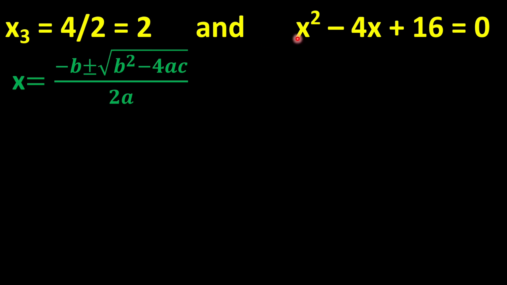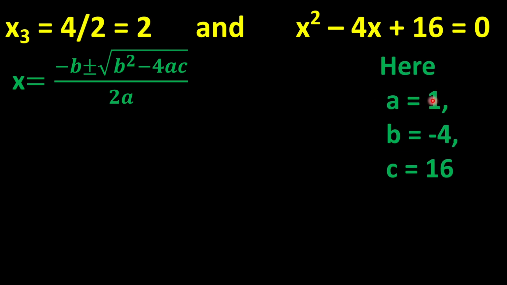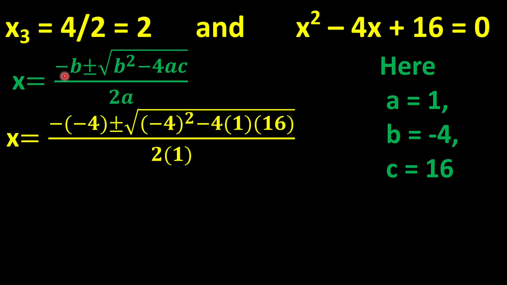And this part of the question, which is x squared minus 4x plus 16 equal to 0, again it's a quadratic equation. So for a quadratic equation we will use the quadratic formula like previous. Here we have a equal to 1, b equal to minus 4 and c equal to 16. And now we will put these values in this quadratic formula. So minus b, which is minus of minus 4, plus minus under the root b squared minus 4ac, with a equal to 1 and c equal to 16, divided by 2a equal to 1.